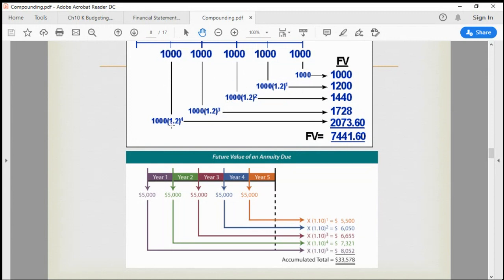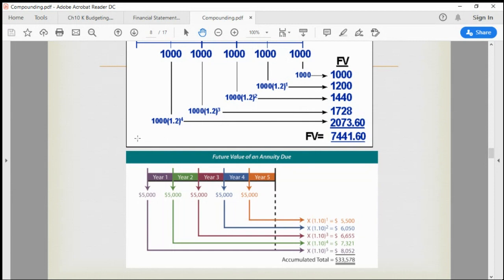Because if a deposit was made at the beginning of the year, that's going to be 1,000 times 1.2 raised to 5. And it goes all the way to this, without just this one, the last deposit. So think about it, comparing this series of annuities with the other one, with just one more. Think about it.